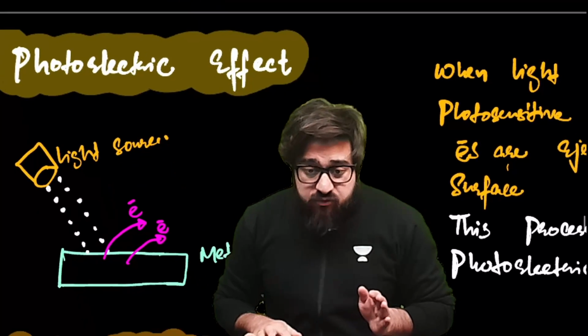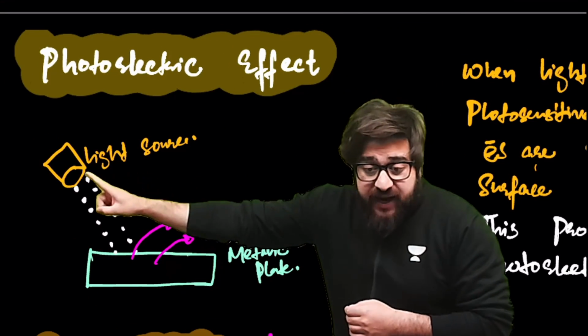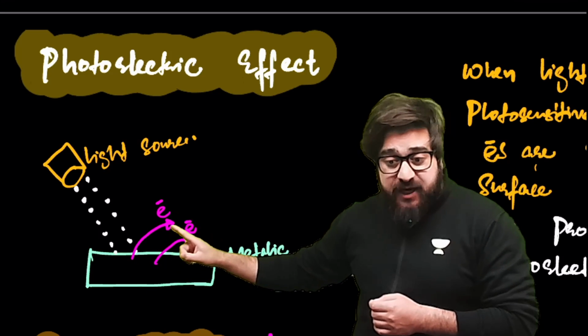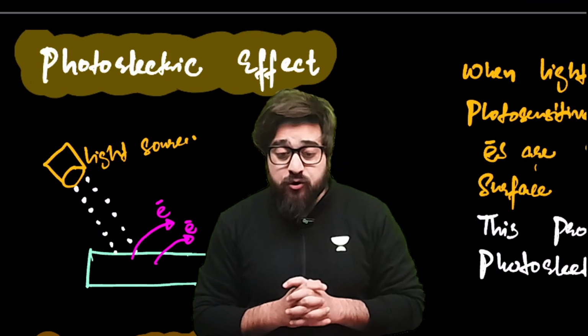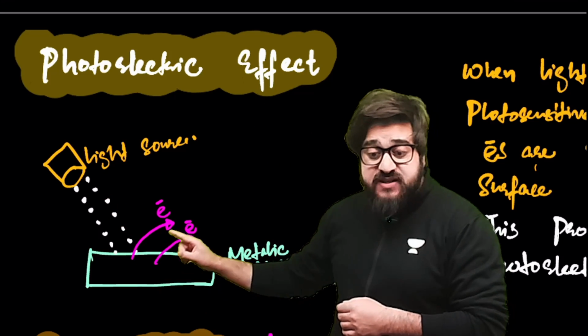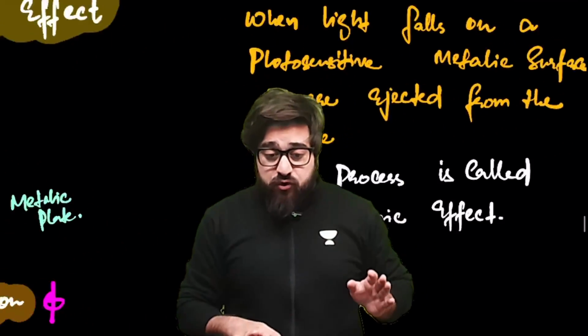Now let's talk about the photoelectric effect. What is the photoelectric effect? When light falls on a metallic surface, electrons are ejected from that metallic surface. This is what we call the photoelectric effect. Basically, when photons fall on a photosensitive metallic surface, electrons are ejected from it.